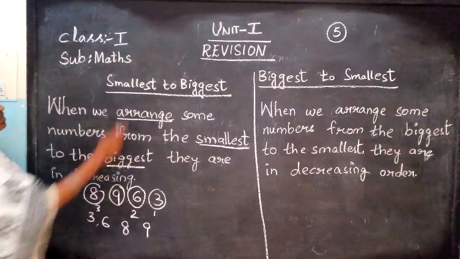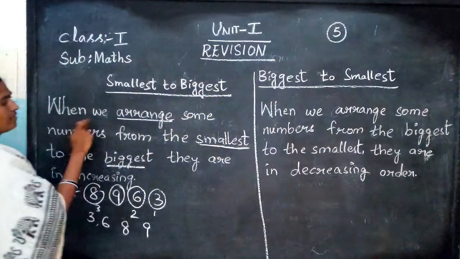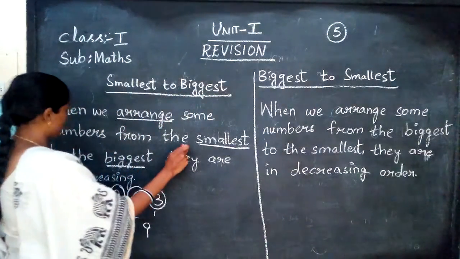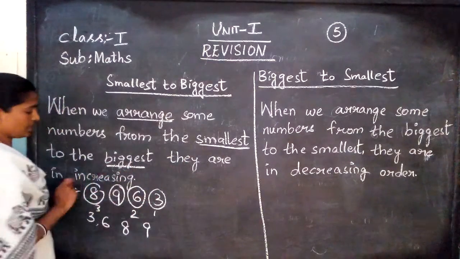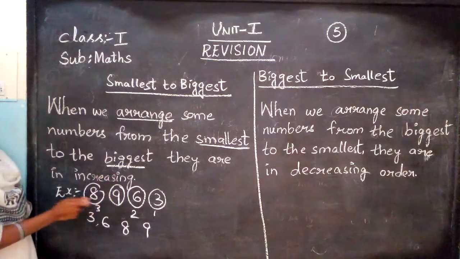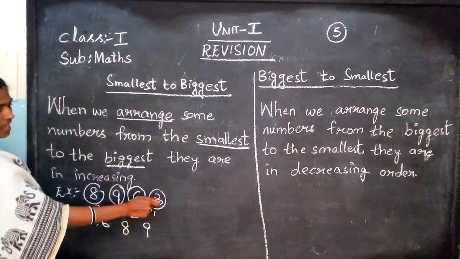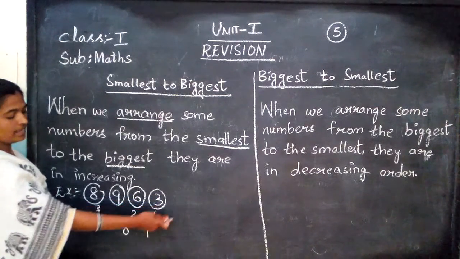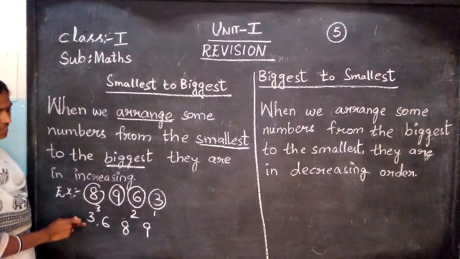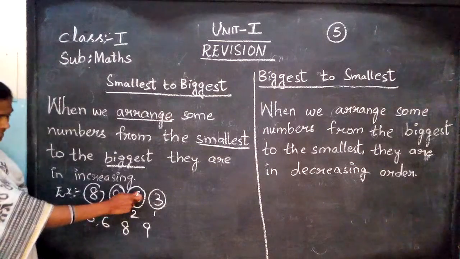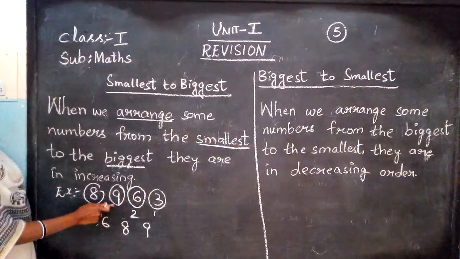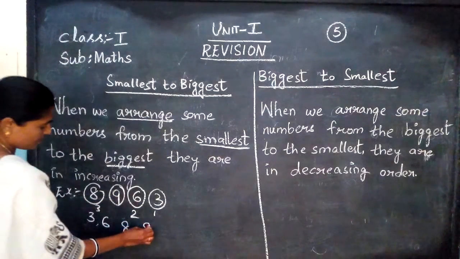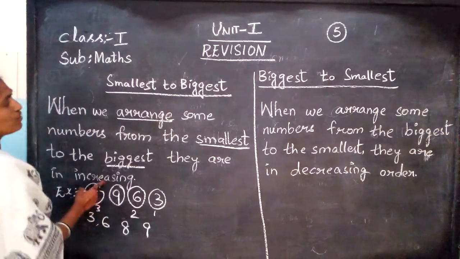Again I will explain smallest to the biggest. When we arrange some numbers from the smallest to the biggest, they are in the increasing order. For example, 8, 9, 6, 3 have been taken. First, in these four numbers, which is the small number? 3. I have written here. Again, which is the small number? 6. Again, which is the small number? 8. Again, 9. I hope you understood this.